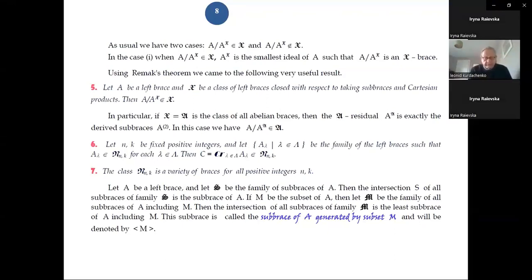So the next, let n and k be fixed positive integers. We consider the family A lambda of left braces such that A lambda belongs to N_{n,k} for each index lambda. Then the Cartesian product of this family belongs to the class N_{n,k}. And as a corollary, we obtain that the class N_{n,k} is a variety of braces for all positive integers.